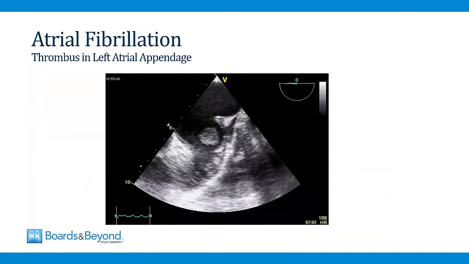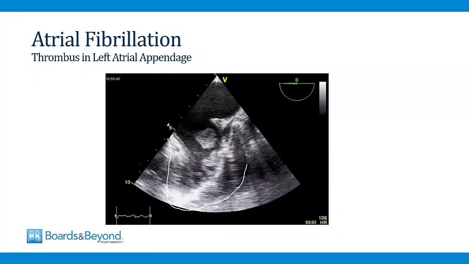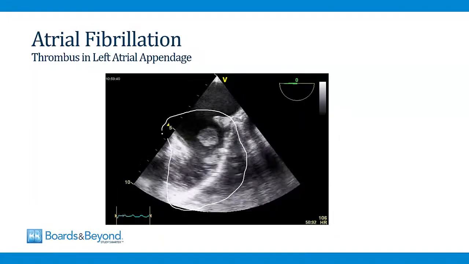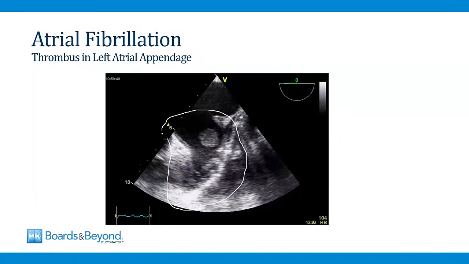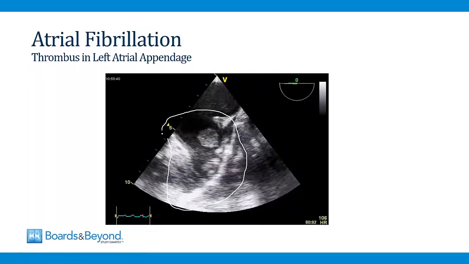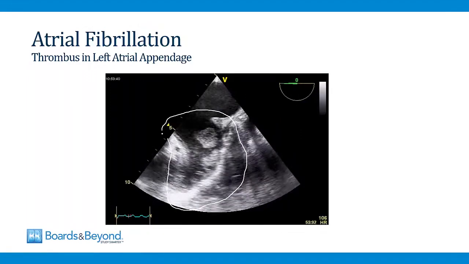This is a transesophageal echocardiogram of a patient in atrial fibrillation, and this structure here that I'm circling with my pen is the left atrial appendage. It's a very small outpouching of the left atrium, and that portion of the left atrium has the slowest blood flow, and the blood flow gets even slower when patients have AFib, and that can lead to formation of a thrombus.